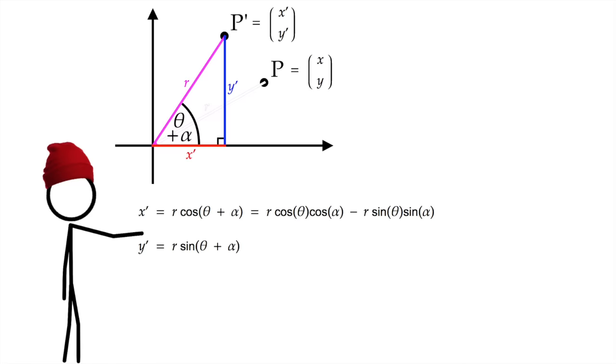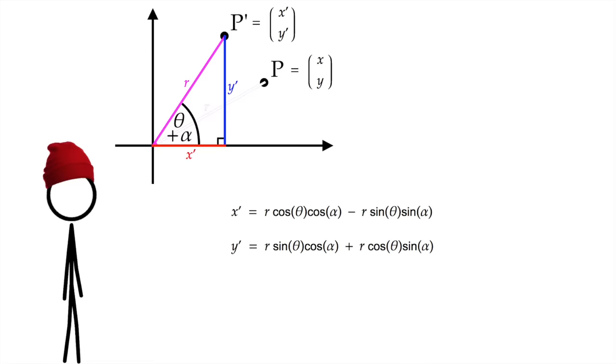Okay, and then we can expand both of those to get x prime equals r cos theta cos alpha minus r sine theta sine alpha. Oh man, and y prime equals r sine theta cos alpha plus r cos theta sine alpha. Yes, I know, don't worry, it will be over soon.